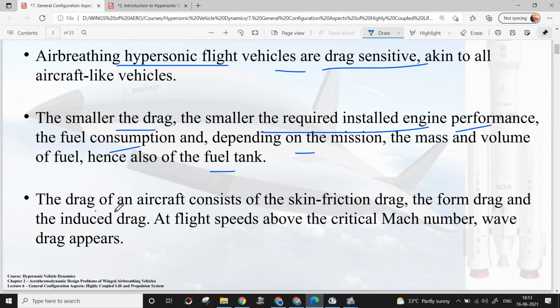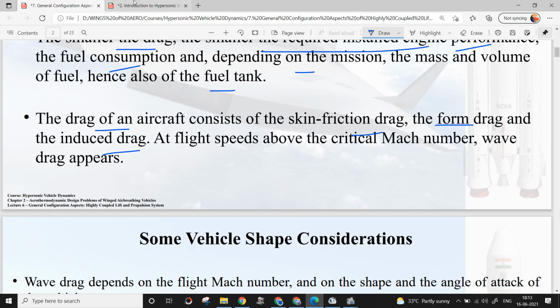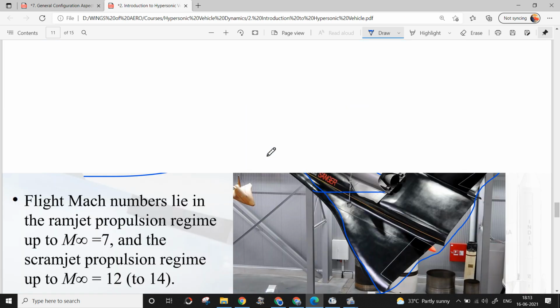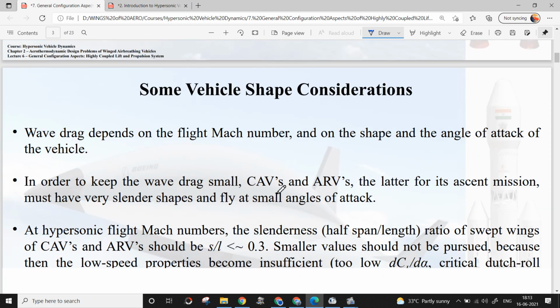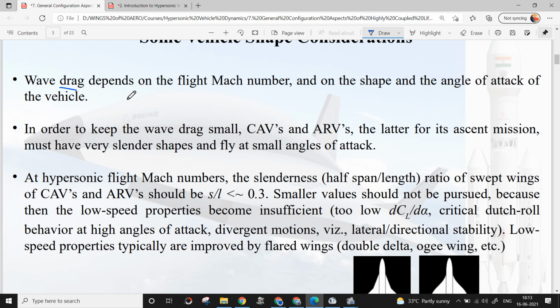So the general drag of an aircraft consists of skin friction drag, form drag, and induced drag. So those things you might have learned in introduction to aeronautics itself, right, in your first year or second year. So the ultimate aim of this particular session is to understand how this Sanger aircraft has been developed, how the structure of Sanger aircraft and the hypersonic air breathing propulsion system have been designed. Okay. So let's see. So wave drag is playing a vital role when it comes to higher Mach number, right?